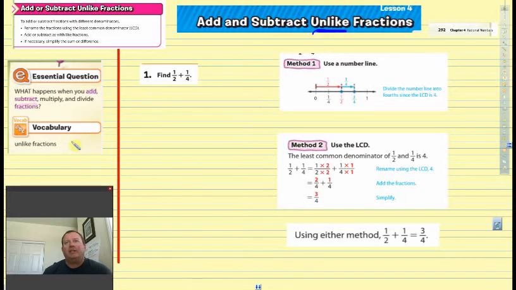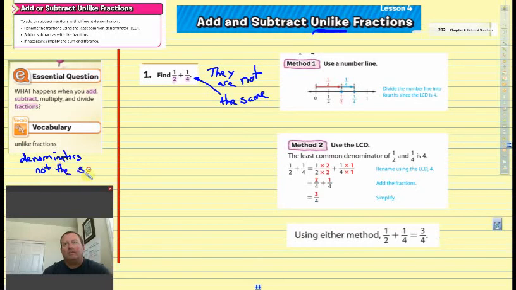Okay, so unlike fractions. Unlike fractions are fractions that do not have the same denominator. Okay, they are not the same. Or you can put over here denominators not the same. Every time you are dealing with adding and subtracting fractions, you need to look at the denominators. You need to make sure that they're the same.